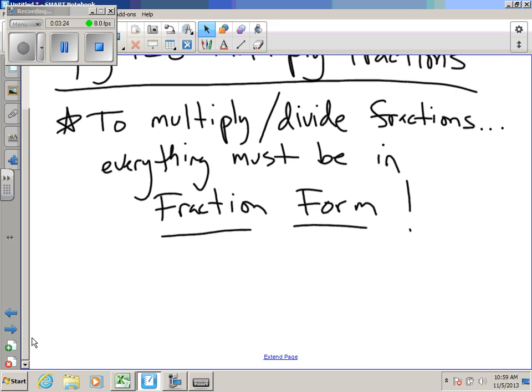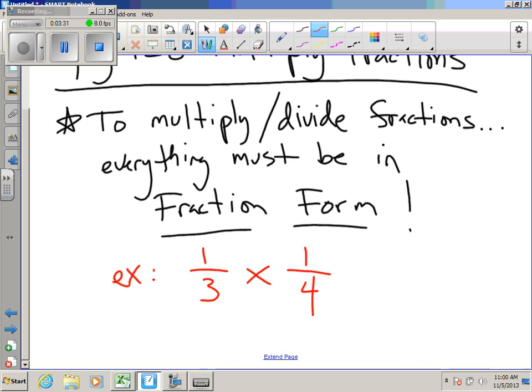So, for example, if we are going to multiply 1/3 times 1/4, how the problem is currently set up, how the factors are currently set up, I'm ready to go because they're both in fraction form. I have a numerator and a denominator. It doesn't have to be proper fraction form, just fraction form. I need a top number and I need a bottom number. It has nothing to do with if the top number is larger or smaller than the bottom. I just need a top and a bottom. And as we go, when you multiply with fractions, 1 times 1 over 3 times 4 is 1/12 in simplest form. We're good.